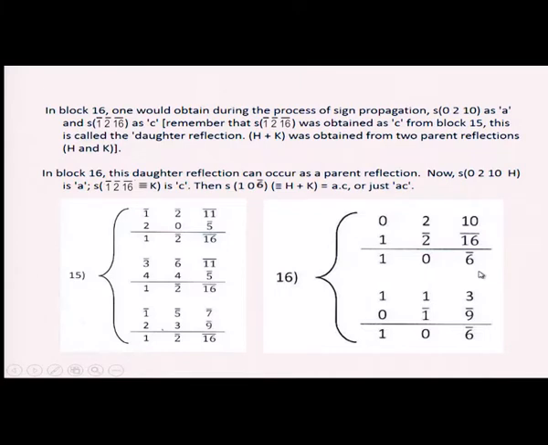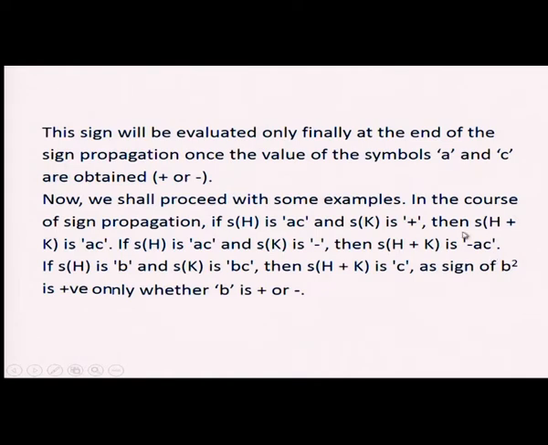So, A C. Why I am telling this is, do not always expect a single sign for the daughter reflection. It may be plus or minus or symbols, because A is a symbol, plus or minus, C is a symbol, plus or minus, but if we get an answer A C, just put it as A C. Finally, we will evaluate the symbol. Once the A B C D symbols are known, A C will be known. Right. Now, this is what I mentioned here. The sign of A C will finally be evaluated at the end of the sign propagation. Once the values of the symbols A and C are obtained as plus or minus, we will see it towards the end.